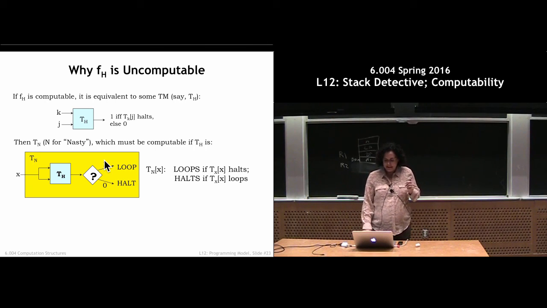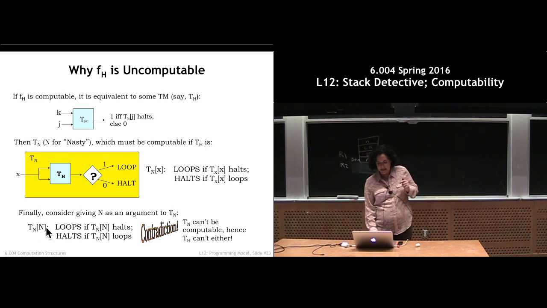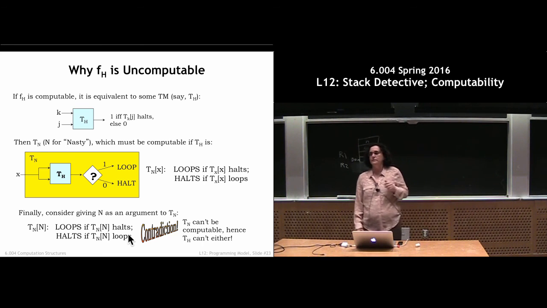However, what happens if I make x be equal to N? If I make x be equal to N, then what is this telling me? This is telling me that this Turing machine N of N is going to loop if T of N of N halts, and is going to halt if T of N of N loops. So it's impossible for me to both loop and halt on the same input N, and so I've reached a contradiction. So the fact that we've reached a contradiction basically tells us that our initial assumption, which was that we could build T of H, was false. And so T of H, which is the halting function, is not computable.